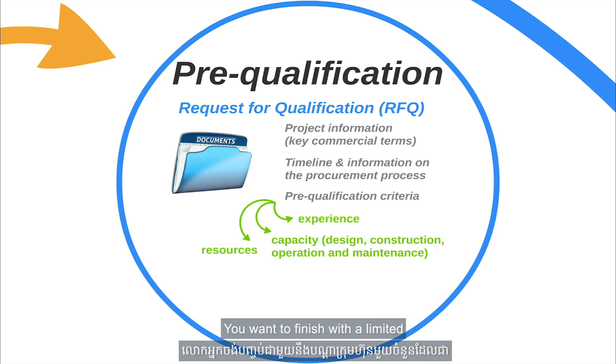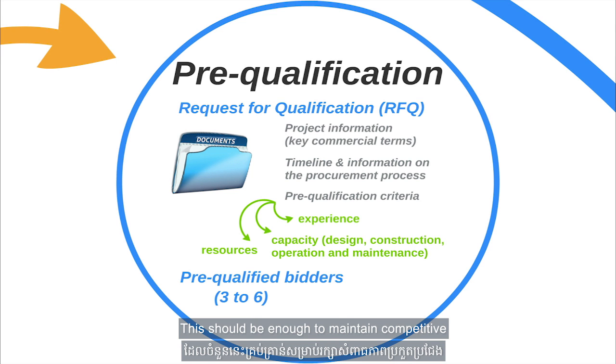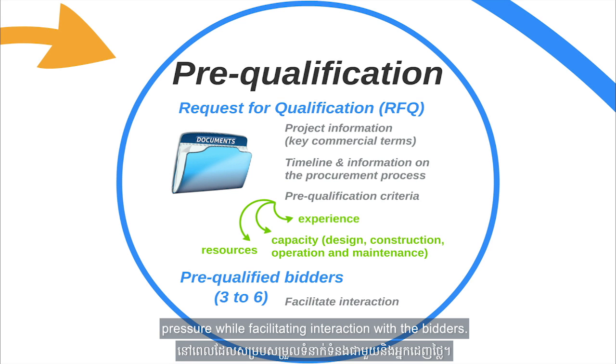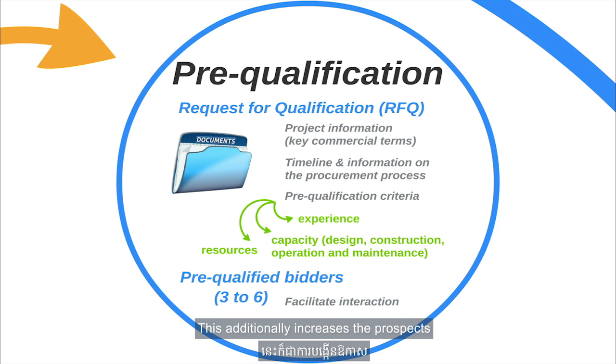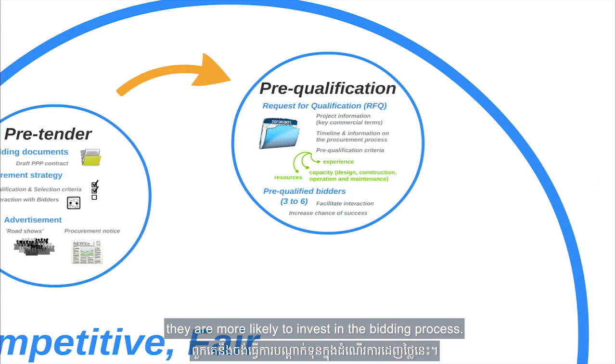You want to finish with a limited pool of pre-qualified bidders, for example, 3 to 6. This should be enough to maintain competitive pressure while facilitating interaction with the bidders. This additionally increases the prospect of success to each bidder, and if bidders have higher chances of success, they are more likely to invest in the bidding process.